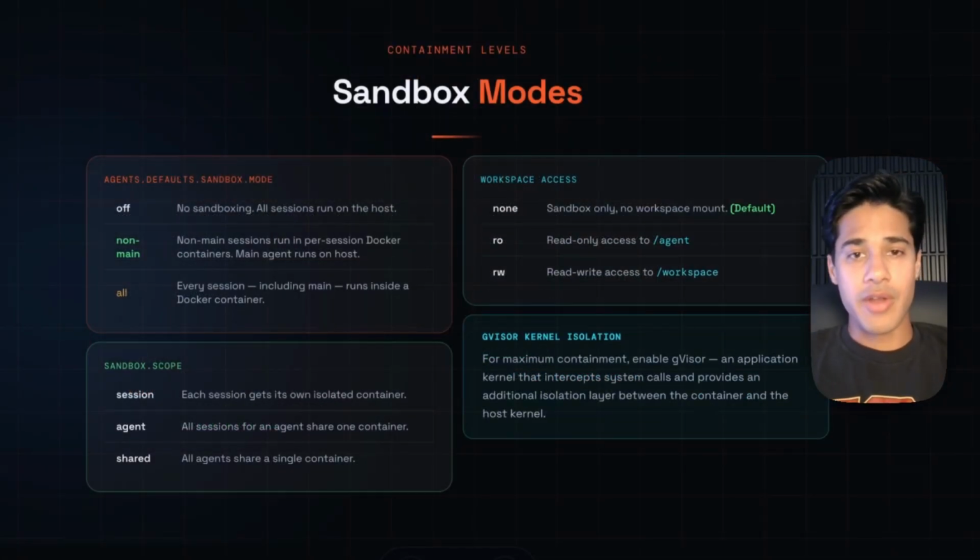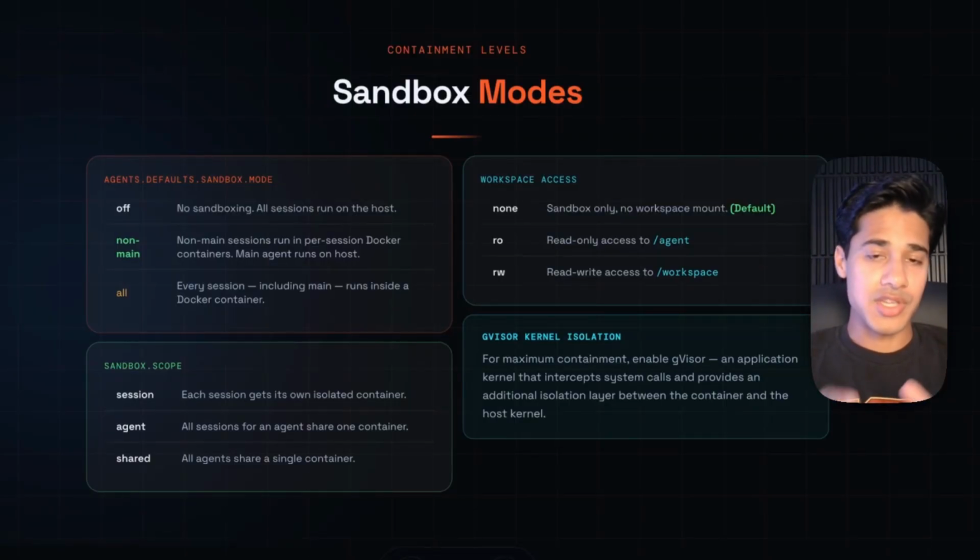Sandbox modes are where Docker and OpenClaw's runtime intersect, and understanding the three modes plus the scope and access settings is essential. The mode setting controls who gets sandboxed. Off means no sandboxing, so everything runs on the host. Non-main means non-main sessions, so sub-agents and background tasks run in the per session Docker containers. The main agent runs on the host. All means every session, including the main agent, runs inside a Docker container.